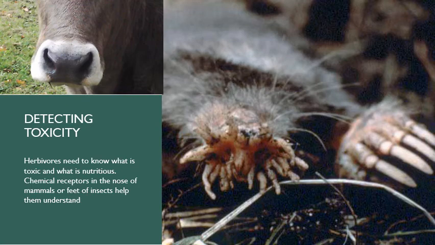So here we've got, obviously, the nose of a cow. Here we've got the star-nosed mole's nose. Star-nosed mole's nose, yeah. There are receptors on there that are going to help mammals and other organisms understand what's going on around them.